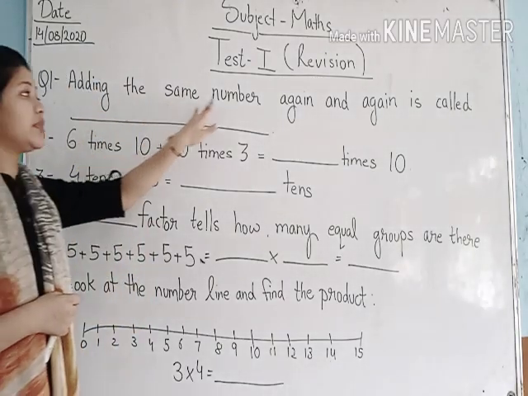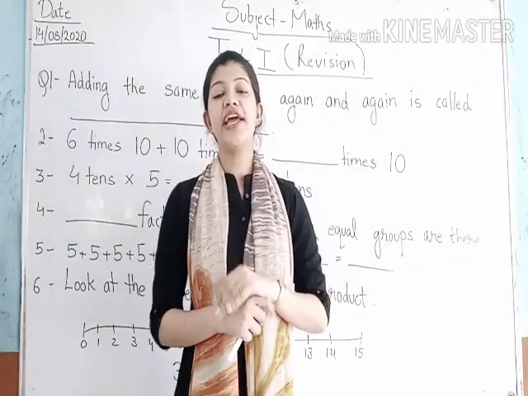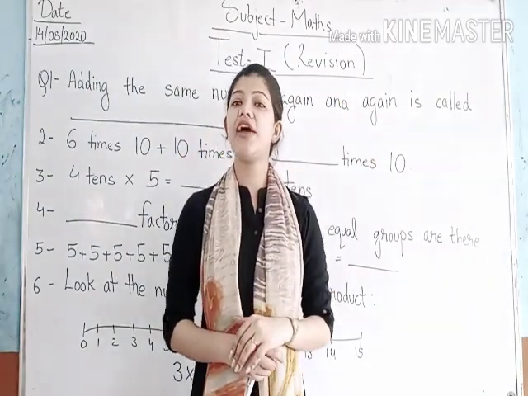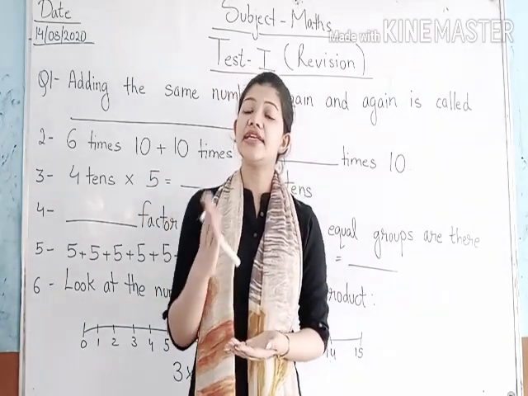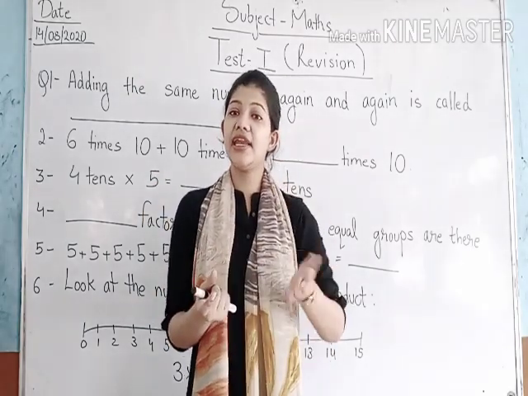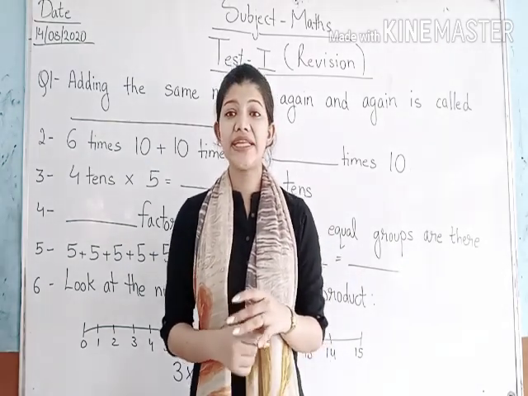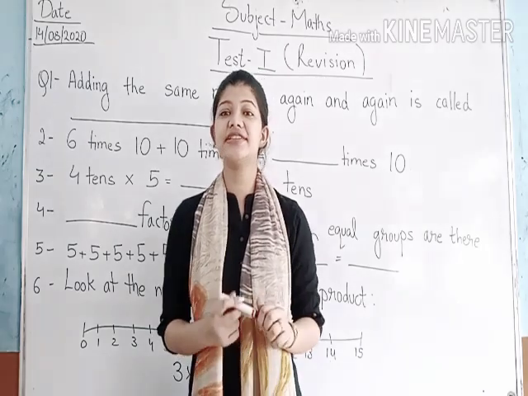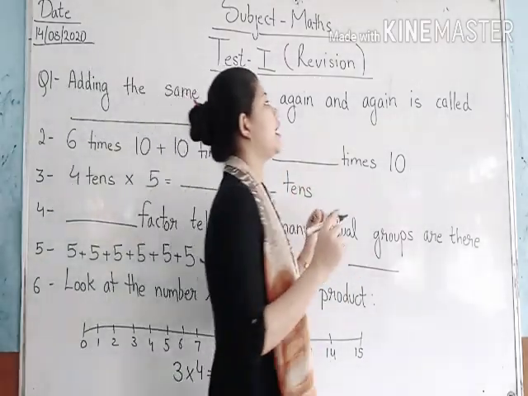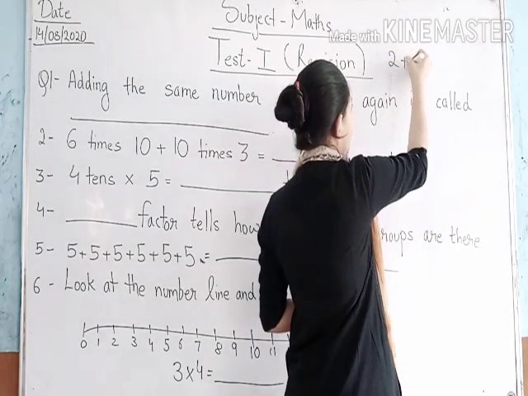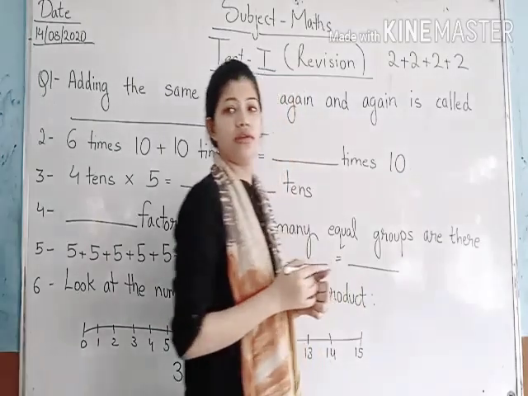Adding the same number again and again is called. Now tell me students, I have told you, what does this mean? Adding the same number again and again is known as, yes, repeated addition. Let's see how. If I give you a number 2 and I tell you to add number 2 four times.